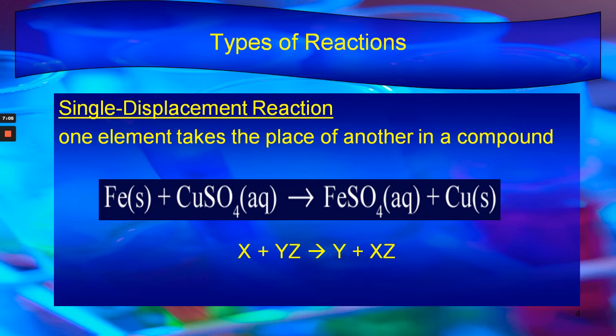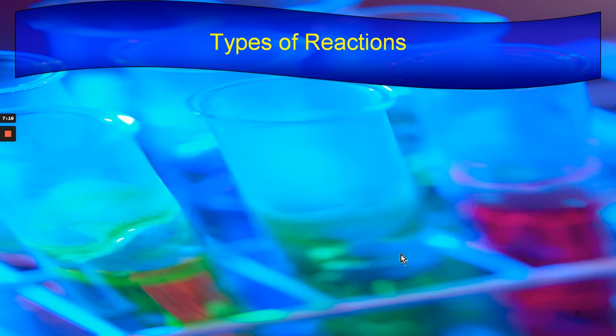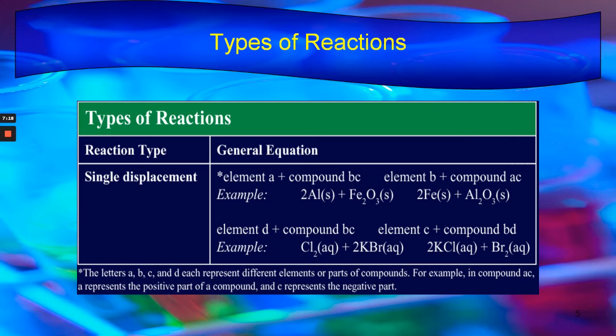Okay? So you can look at it like this. Some element X replaces element Y in a YZ compound to make Y and XZ. Here's another example. For example, if we had aluminum and iron 3 oxide, you'd make iron and aluminum oxide. And then same thing here with the halogens. Remember, chlorine can replace bromine.